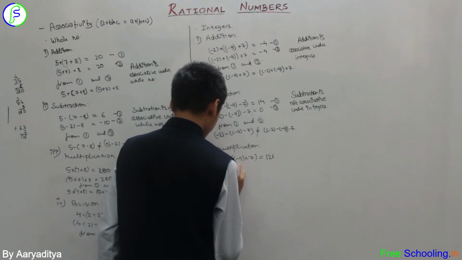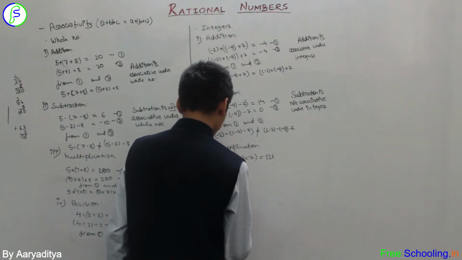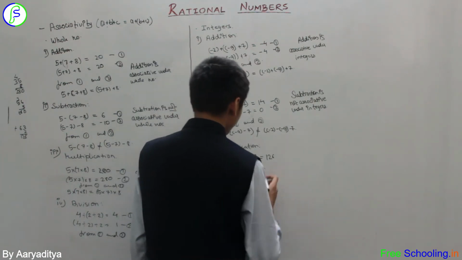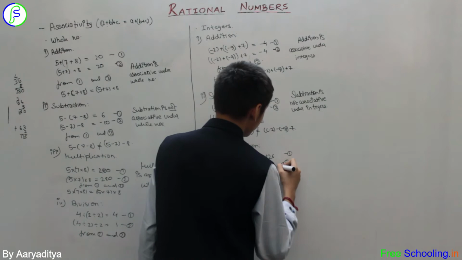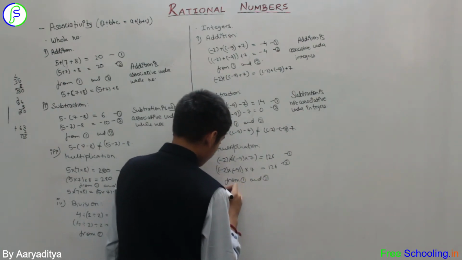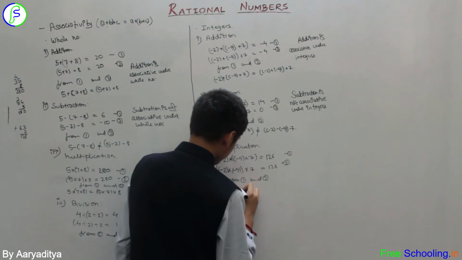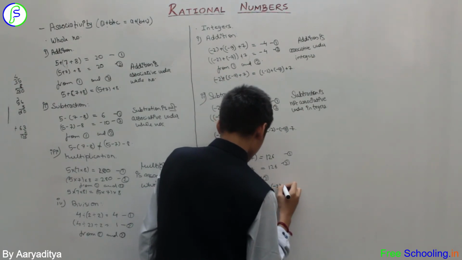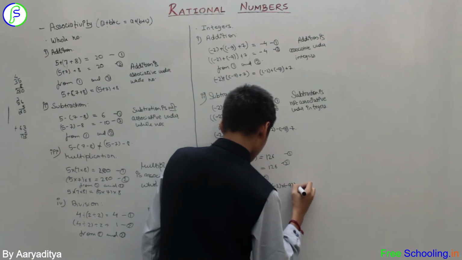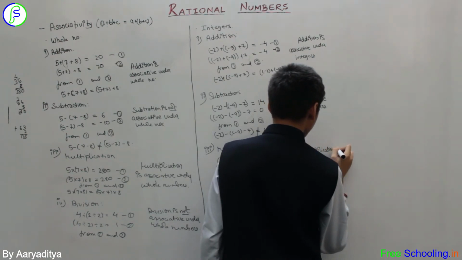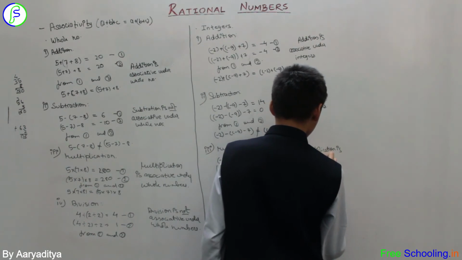Similarly doing this, minus 2 into minus 9, putting it in brackets, and then into 7. Minus 2 into minus 9 we get plus 18, and plus 18 into 7 is 126. Again 1, 2. So again we can see from 1 and 2 that minus 2 into minus 9 into 7 is equal to, so the statement: multiplication is associative under integers.